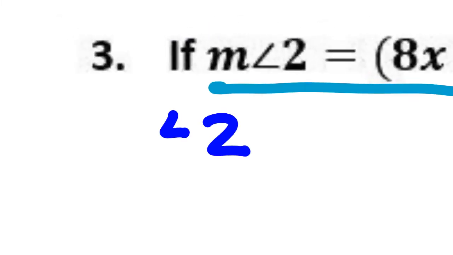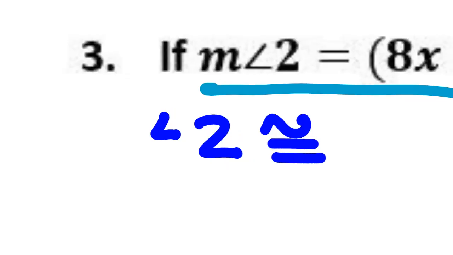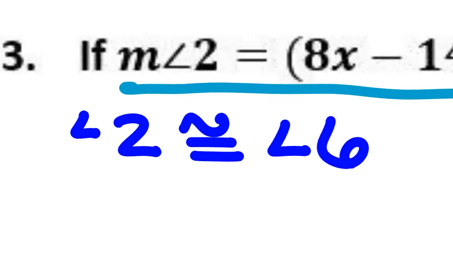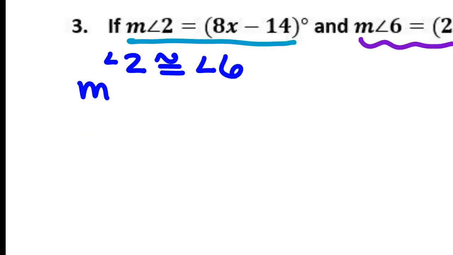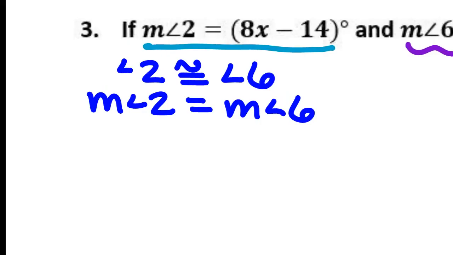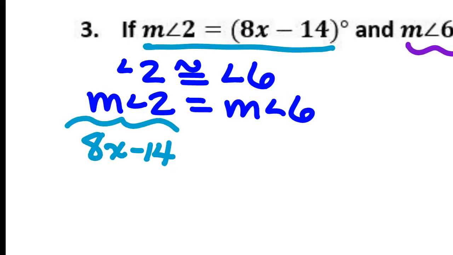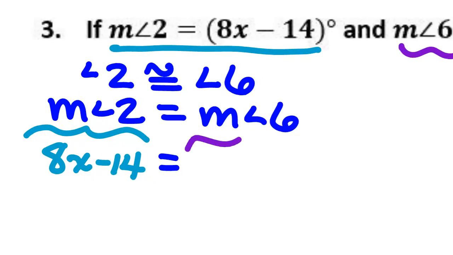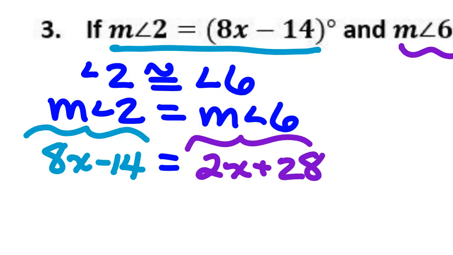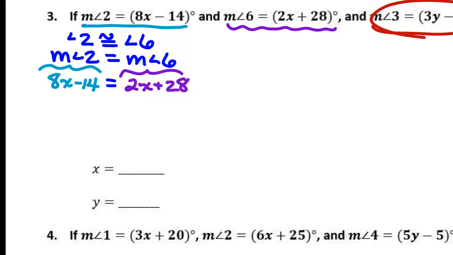So angle 2 is congruent to angle 6, which means the measure of angle 2 is equal to the measure of angle 6. Angle 2 is 8x minus 14. Angle 6 is 2x plus 28. Then we're going to solve this for x.